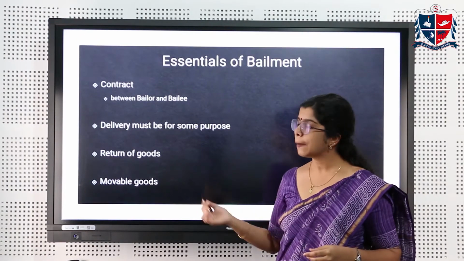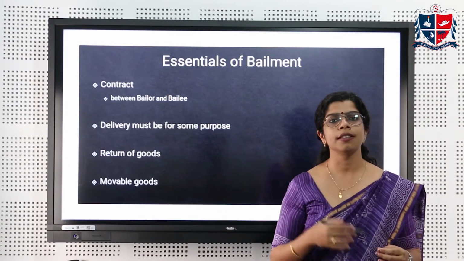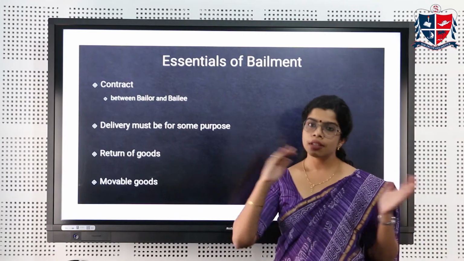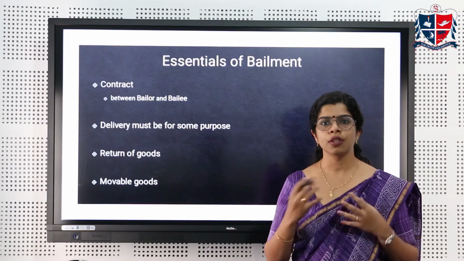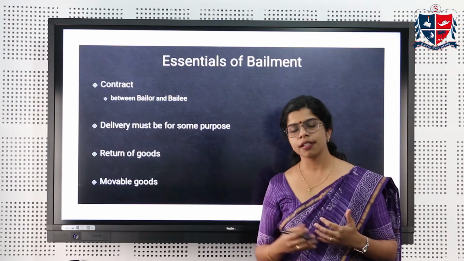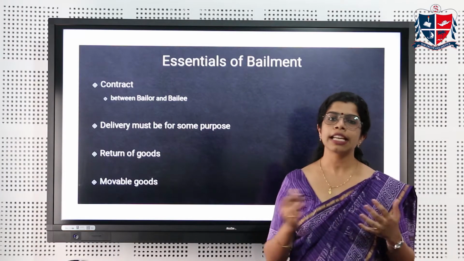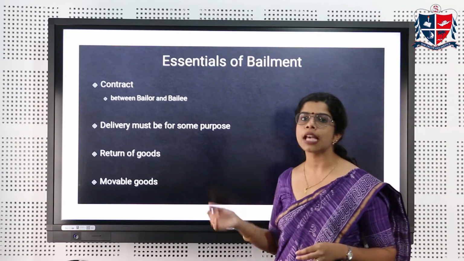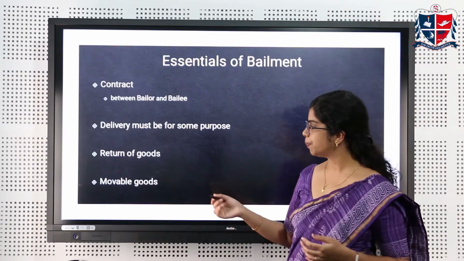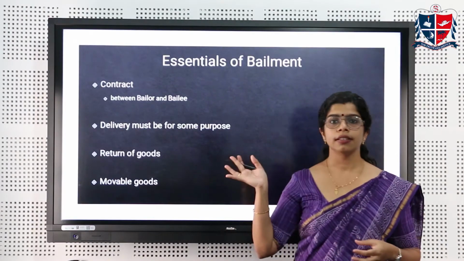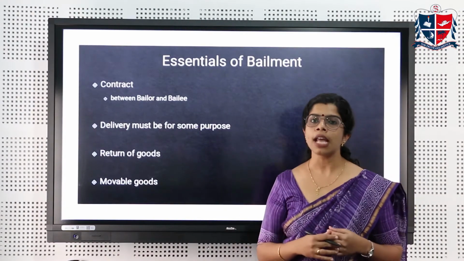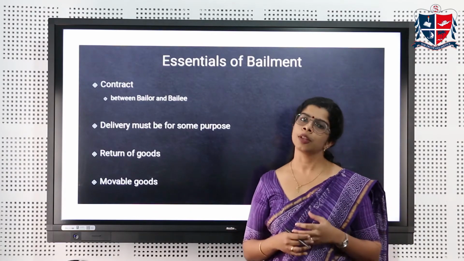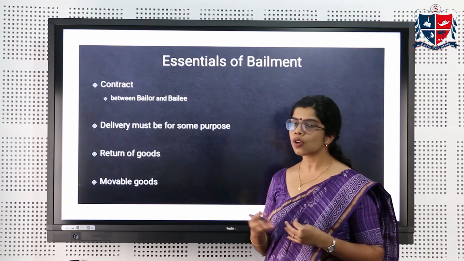Next point would be, once the specific purpose has been accomplished, it is the responsibility of the bailee to return the goods back to the bailer, to the owner. If this return is not there, then it cannot be considered as bailment. And the goods here that we are talking about have to be movable goods and not immovable goods. They have to be strictly movable goods. So these are the essentials of a bailment.